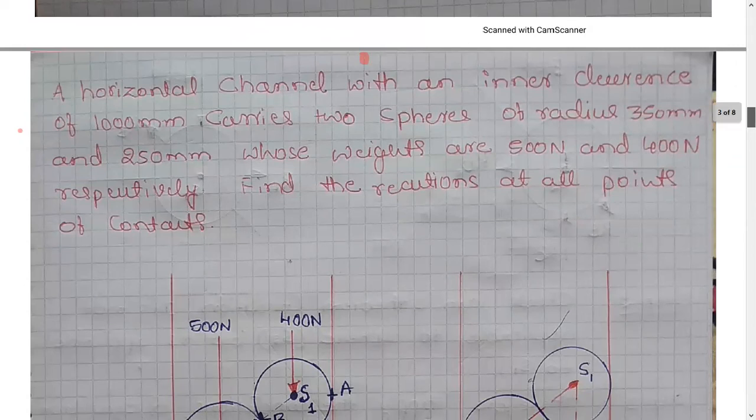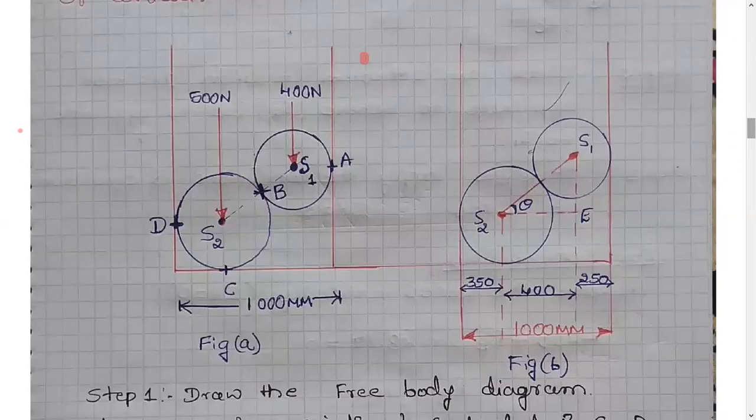So here the problem says that a horizontal channel is there which has an inside clearance of 1000 mm, which has been fitted with two spheres, one having a radius of 350 mm and another having a radius of 250 mm. That has been shown in the figure with their weights of 500 Newton and 400 Newton respectively. They are asking us to calculate the unknown forces at the contact surfaces. What are the contact surfaces? This is contact surface 1, this is another contact surface 2, that is B, and C as well as D. Right?